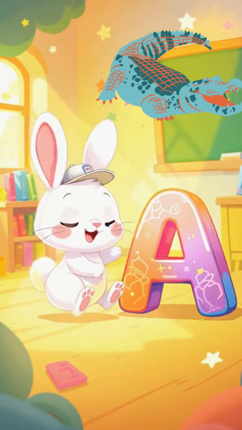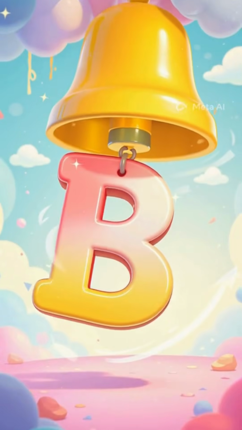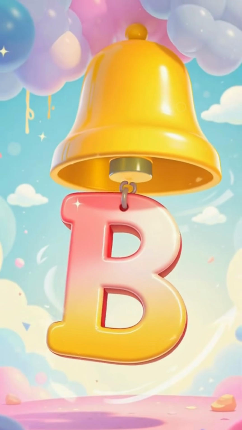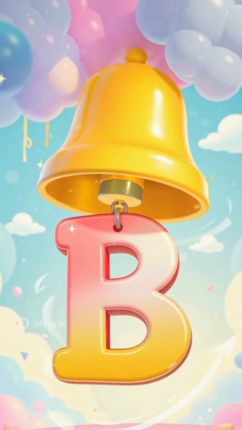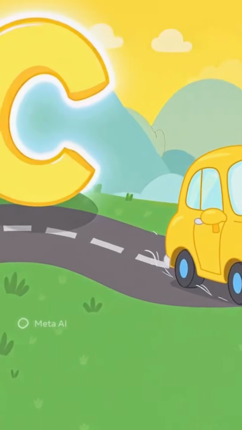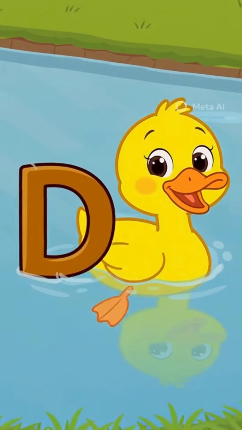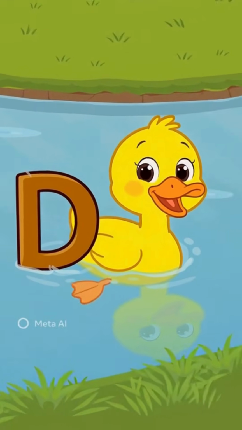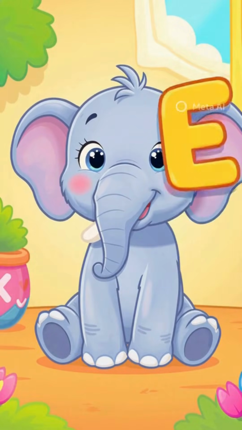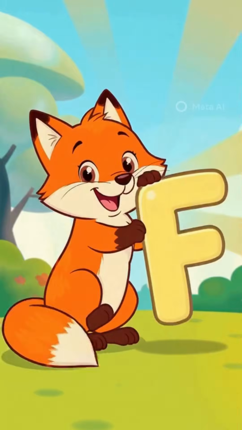A is for animal, a, animal. B is for bell, b, bell. C is for car, c, car. D is for dog, d, dog. E is for elephant, e, elephant.